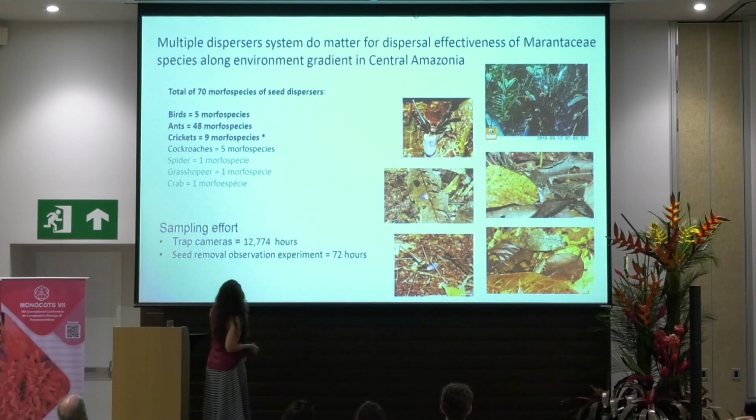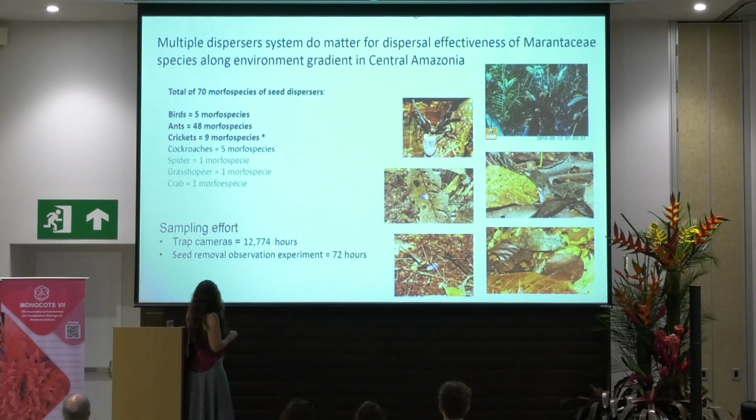First of all, we have those 70 morphospecies acting as seed dispersers. And the main attention here is for those three groups because they have more impact. This is kind of bizarre findings, but it's not ecologically so significant. And we have these 2,000 hours of camera traps to capture the vertebrate seed dispersers.